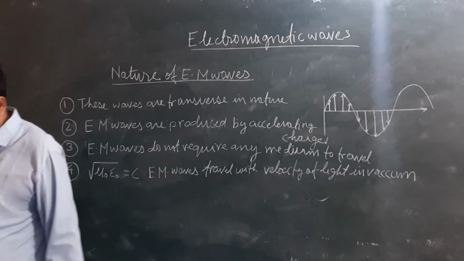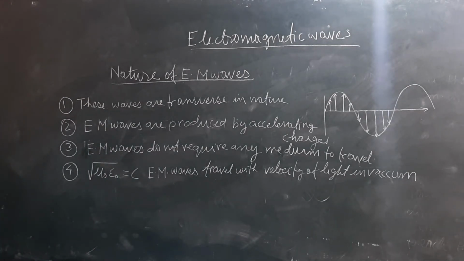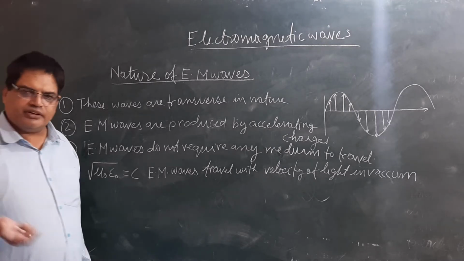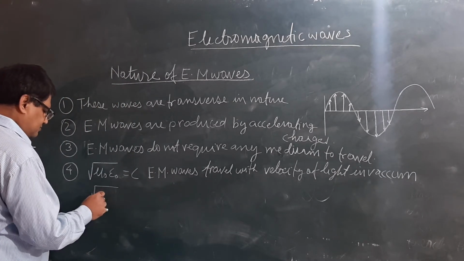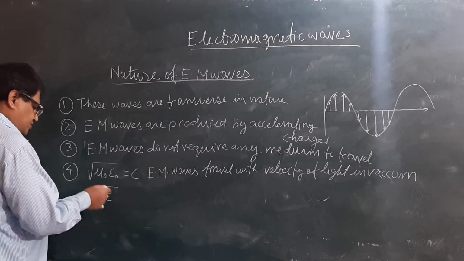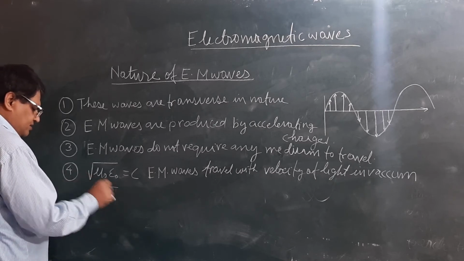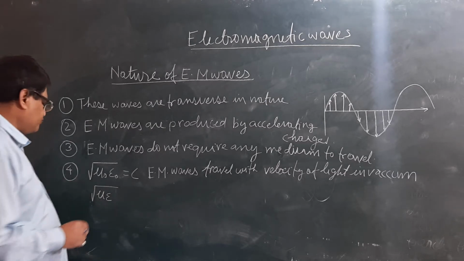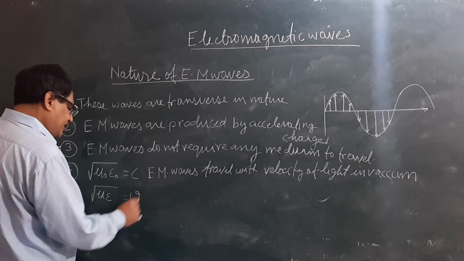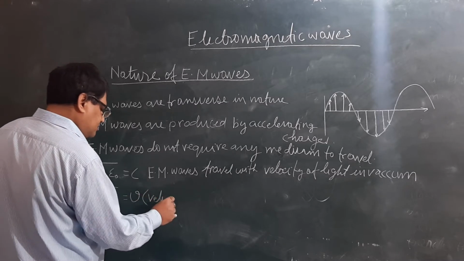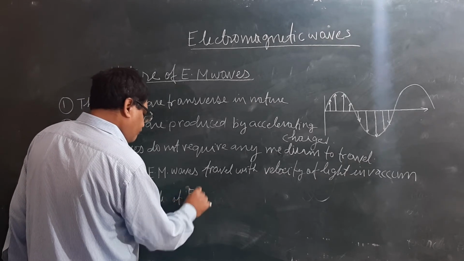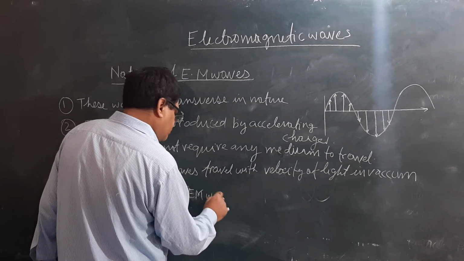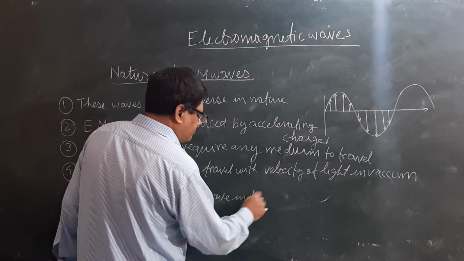Right. Let us go on to the next property. And suppose it is not vacuum, it is some other medium. In that medium, how will you find the velocity of light? In that case, 1 by root of mu into epsilon. This is the magnetic permeability of the medium and this is the electric permeability of the medium. So this will give the velocity of light or electromagnetic wave in the medium.